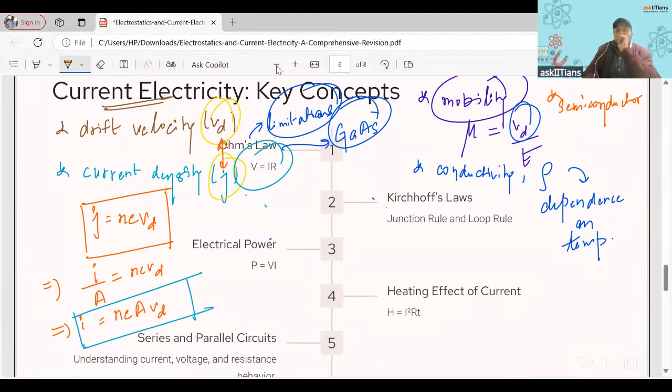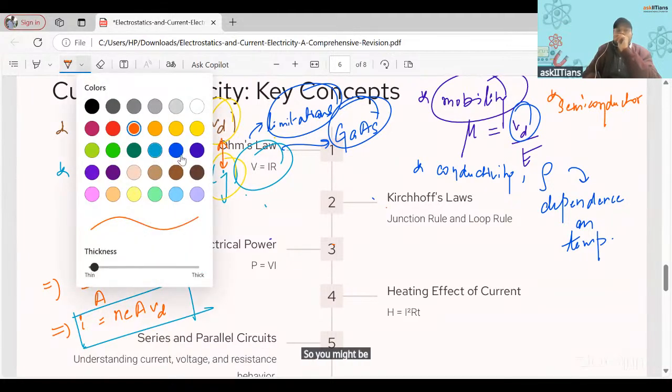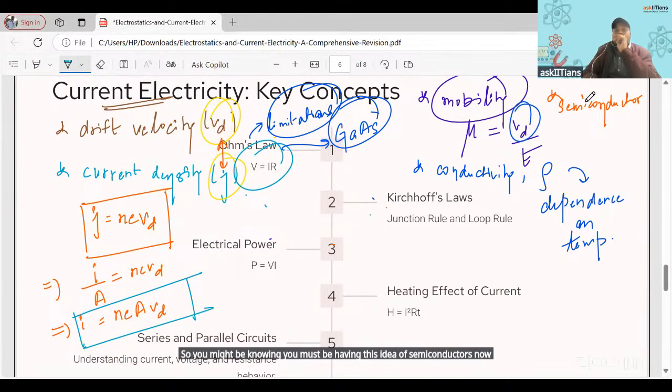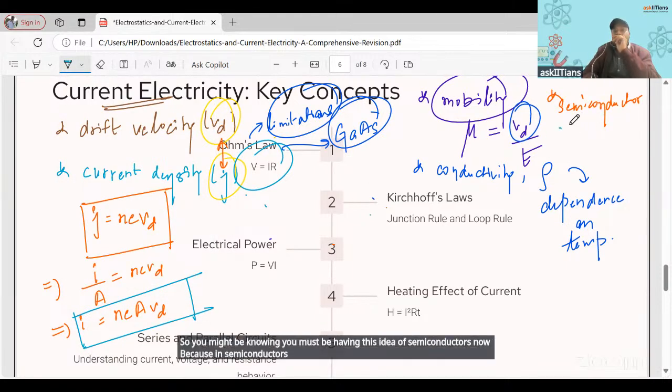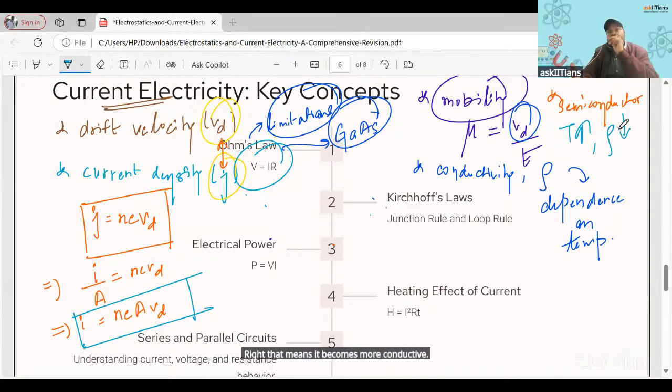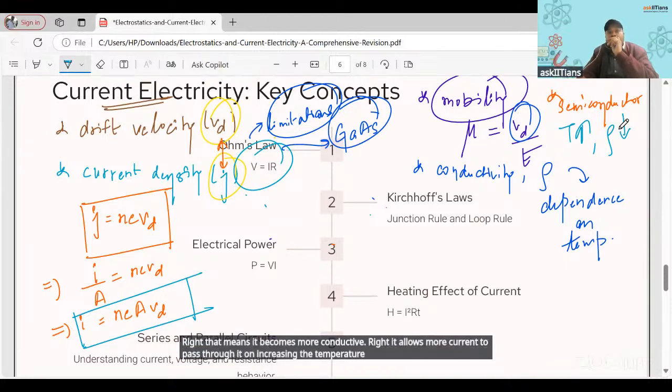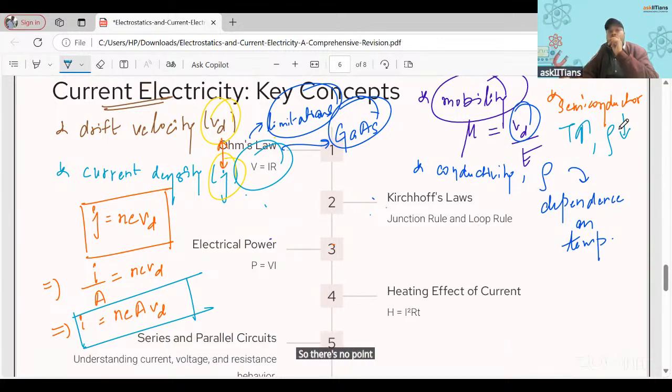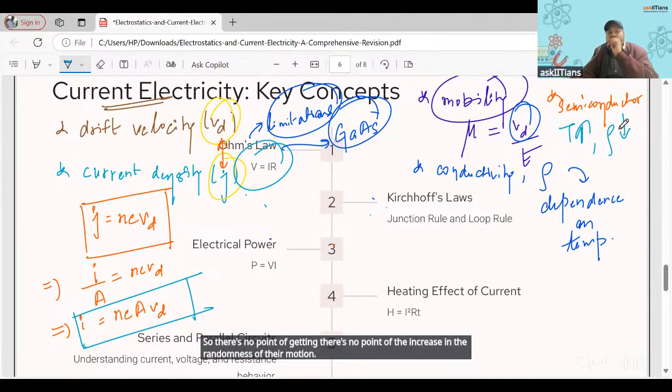You must be having this idea of semiconductors now, right? In semiconductors, when we increase the temperature, the resistivity decreases, right? That means it becomes more conductive, and it allows more current to pass through it on increasing the temperature. Why? Because semiconductors do not have free electrons, so there's no point of the increase in the randomness of their motion.